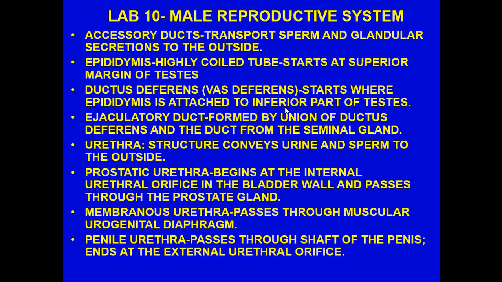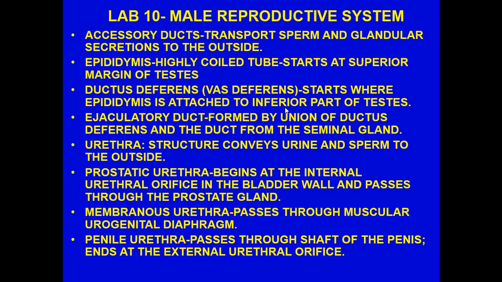At the urethra, this is the next area. This is the structure that conveys both urine and sperm to the outside. Keep in mind that urine is going to have a much lower pH, and you have to protect the sperm from the damage from the acidity. We'll get into that in a little bit. Now, the urethra has several different parts.